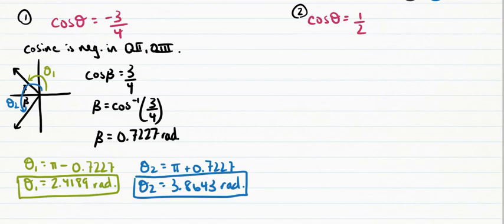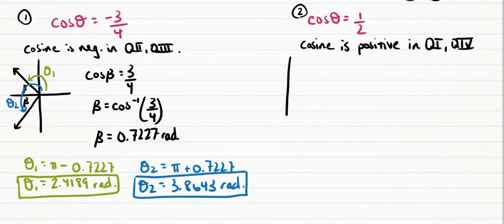Okay, so this first ratio here of cosine theta equals negative 3 over 4 gave us two possible answers for theta that would both solve that initial equation. Next, we go on to the second piece. We have cosine theta equals 1/2. And for that, we know that the cosine ratio is positive in quadrants 1 and 4.